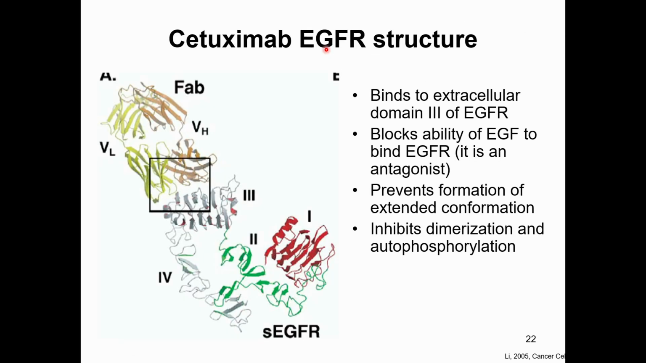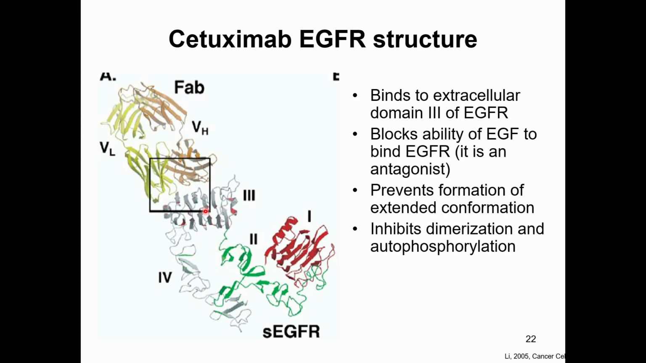Here's what this thing looks like. Let's look at cetuximab. And you can see that here is the extracellular ligand binding region of EGFR, a growth factor receptor. And you can see that cetuximab is a portion of an antibody called the fragment antigen binding, and it has been designed so it specifically binds to EGFR. Okay? And it's an antagonist.